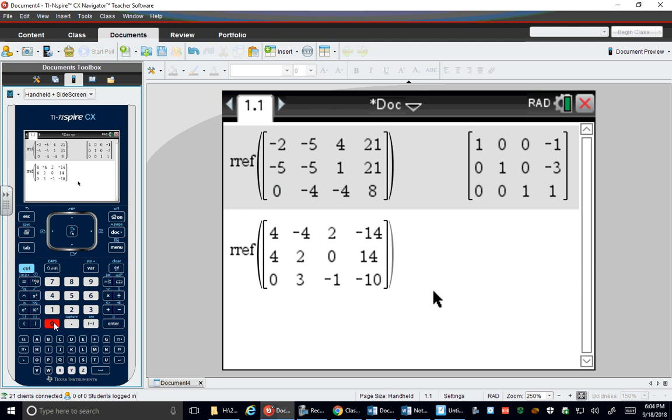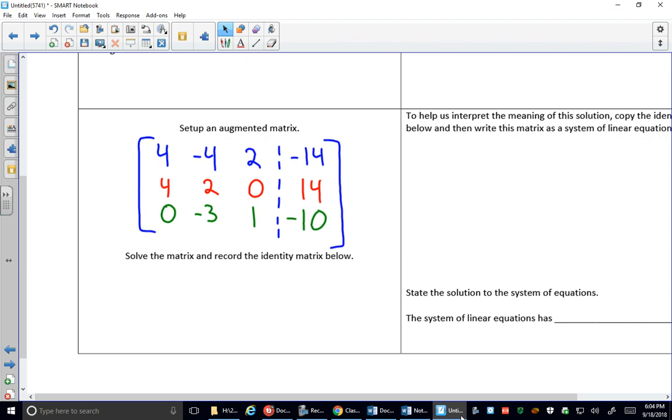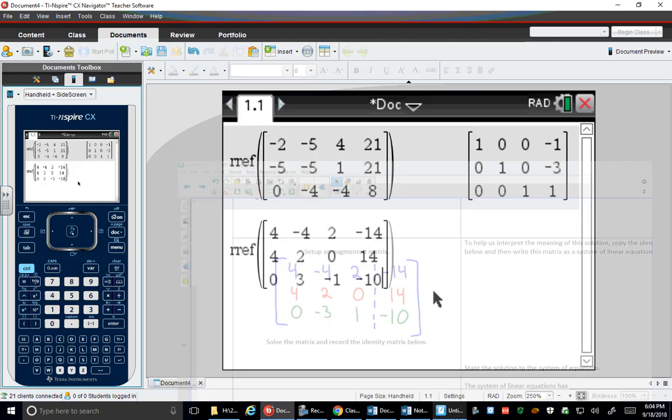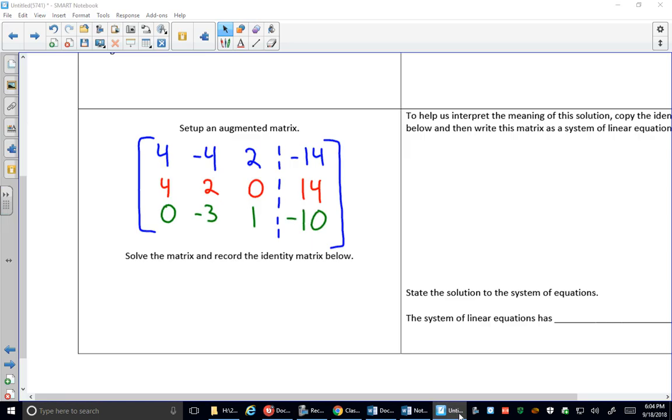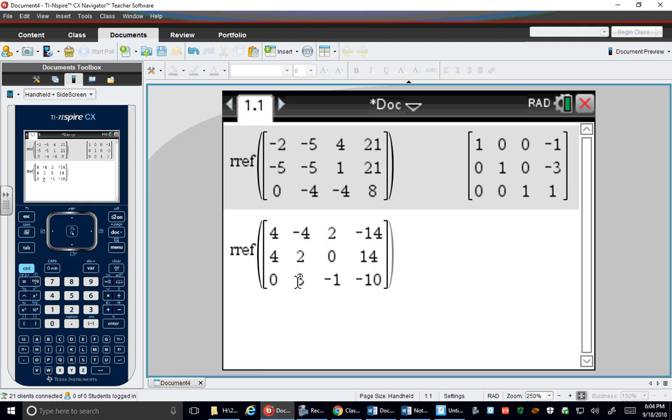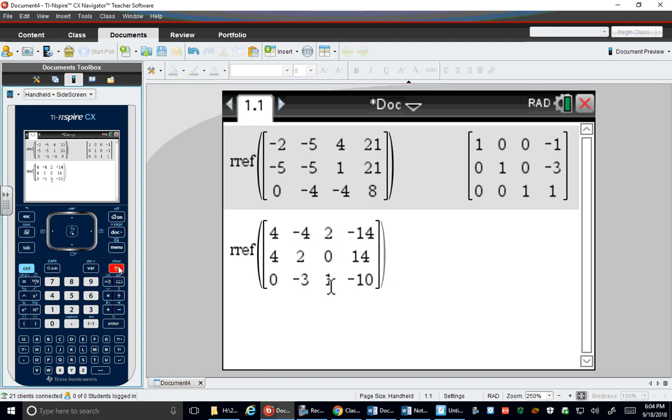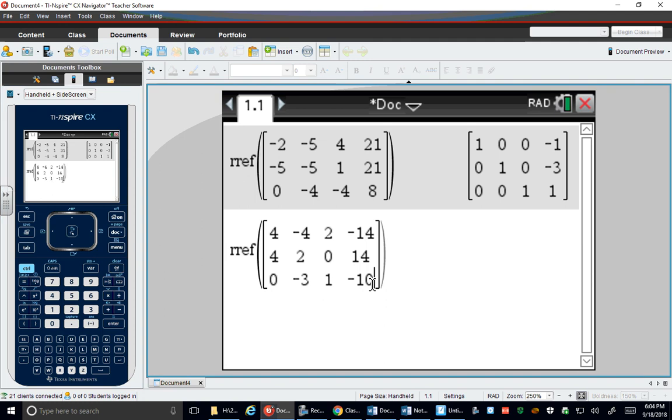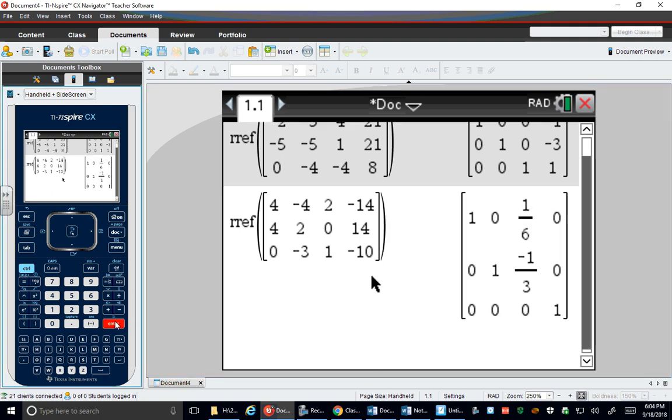And I just want to make sure my numbers and signs are correct. Oh, I can see the mistake. So right there, that should have been -3, and this should have been +1. Okay, so now I've double checked my numbers and my signs, and that's important. If it's data entry, then what you input is extremely important. Okay, so we get this funky looking thing over here. And I'm going to go ahead and copy that over.